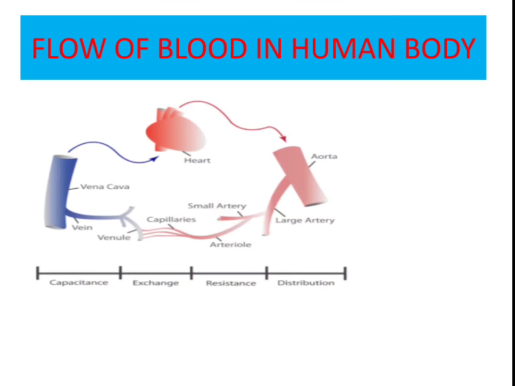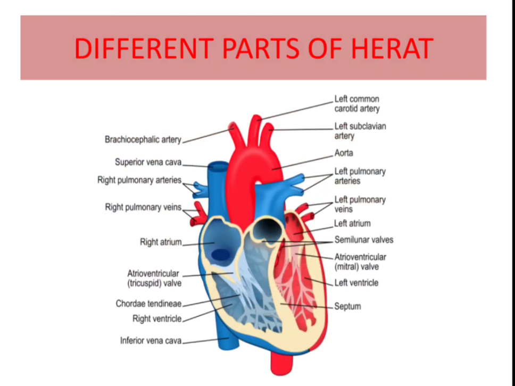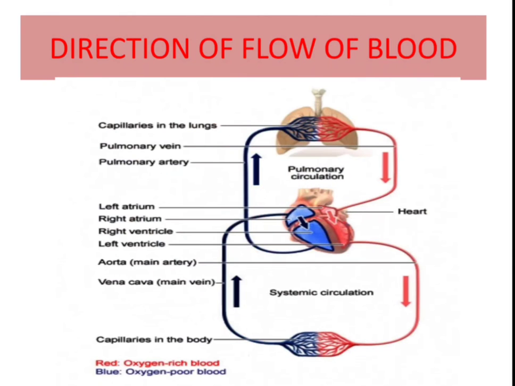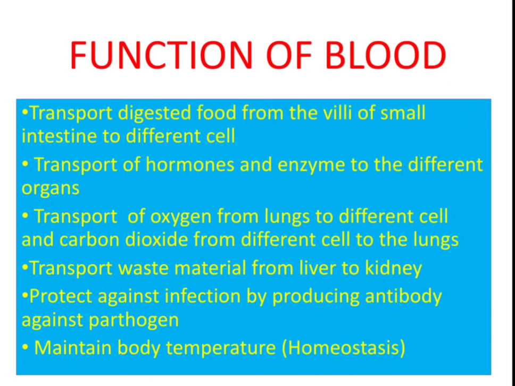So blood flows in our human body just like in the mentioned picture. The oxygen-rich blood goes through the arteries, and passes into the capillaries of the artery. From the capillaries of the artery, it passes into the capillaries of the vein. Then from the capillaries of the vein, it passes into the vein. Then it goes to the heart. These are the different parts of the heart as mentioned here. The direction of the flow of blood: blood flows in this direction.